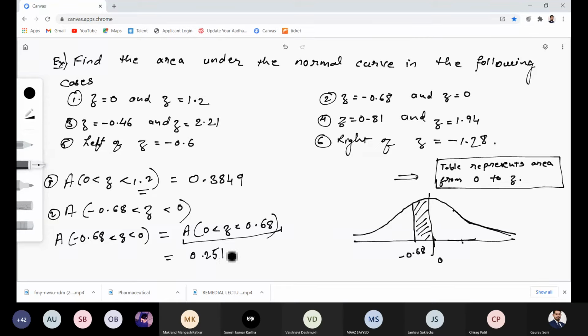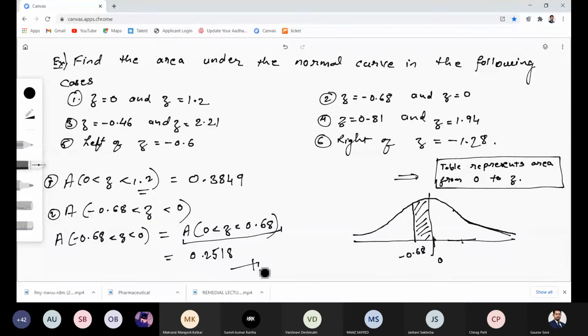So if you have any problem up to this, please let me know. For the area of the second question, the answer is 0.2518. Yes, sir, 0.2518.